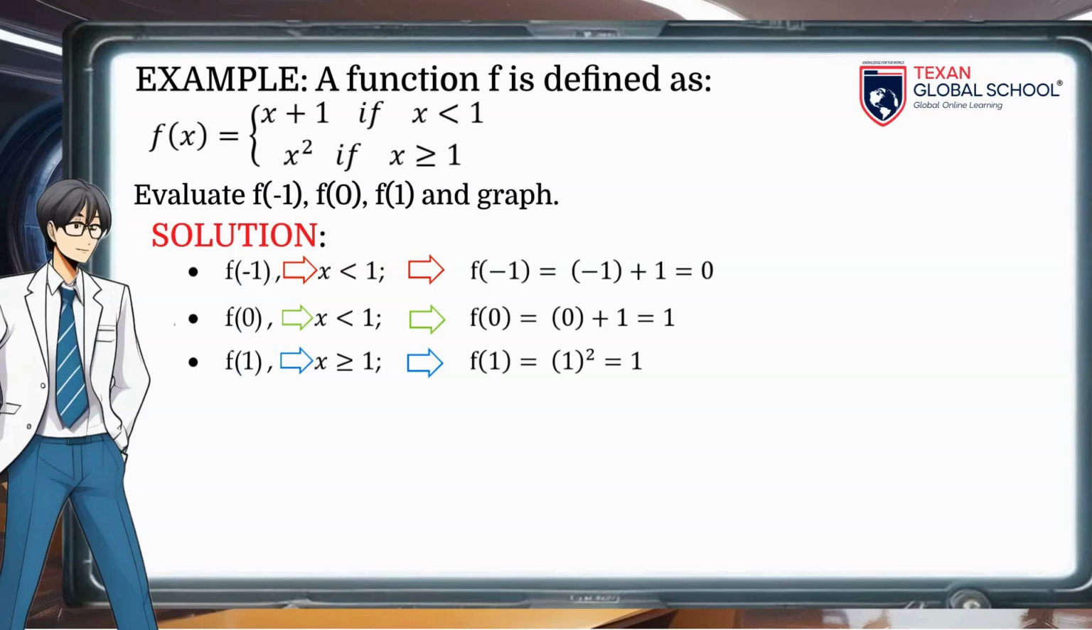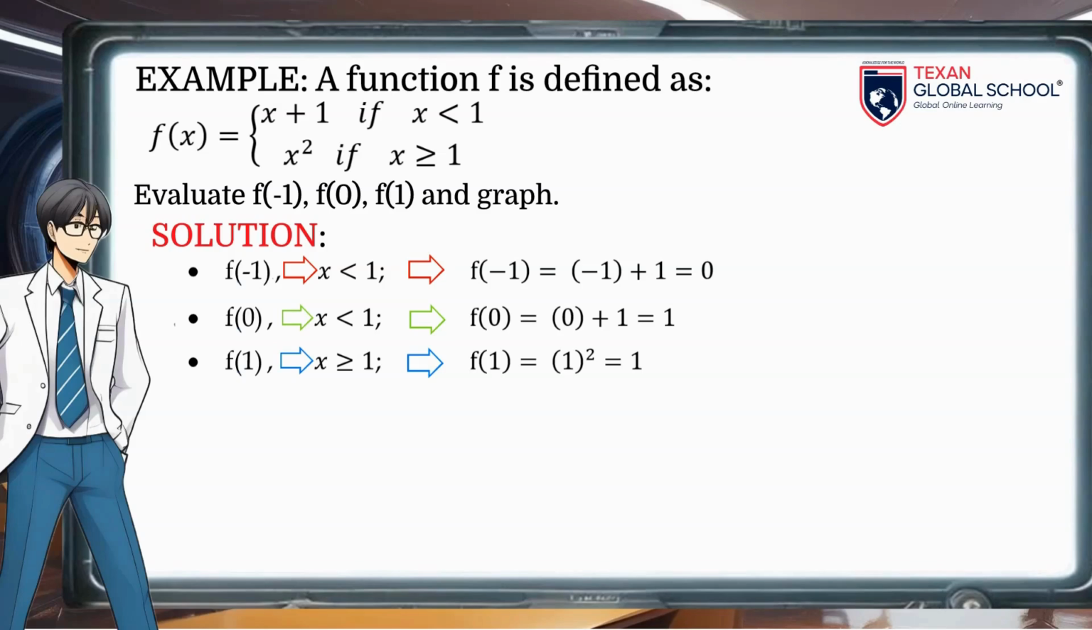For the second case, since f of 0 is asked, x is equal to 0 and falls in the interval when x is less than 1. By substituting into x plus 1, the result is 1. And since f of 1 indicates that x is equal to 1 and falls in the interval when x is greater than or equal to 1, by substituting into x squared, the result is 1.